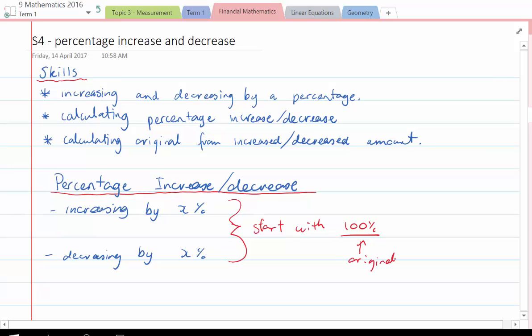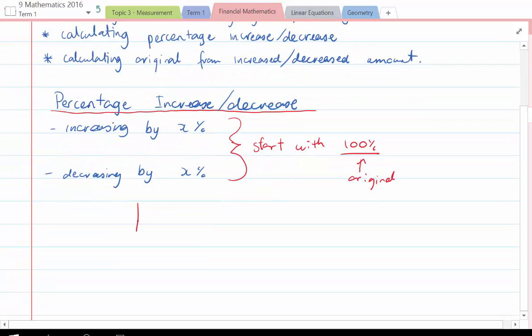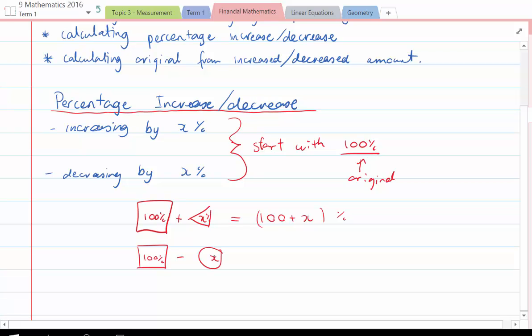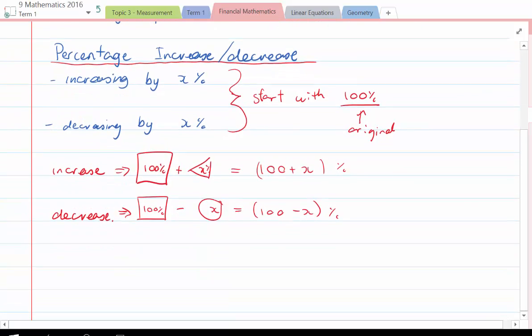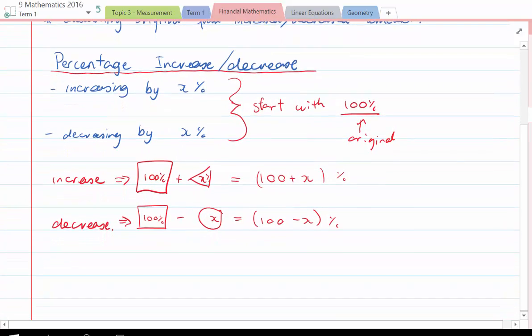So if we increase by X percent, then we have our original, plus we have an amount that we're adding on to it. So in this case, it's going to be 100 and X percent. So we have to add those together. And if we're decreasing by some amount, then we're going to have less than our original, less than that 100%. So it will be that 100 take away X percent. So it's quite simple. There's only a small change.